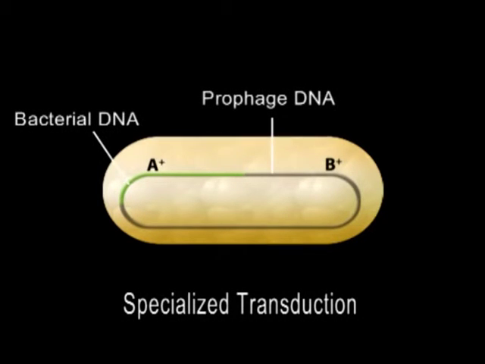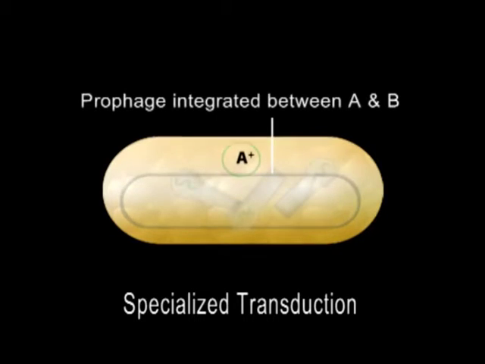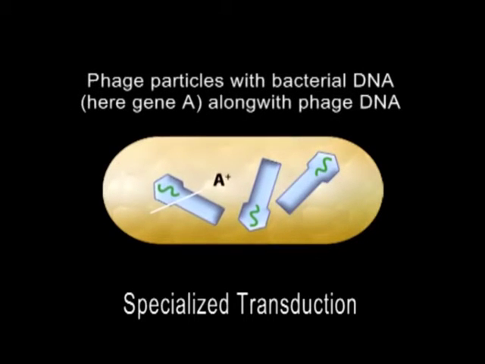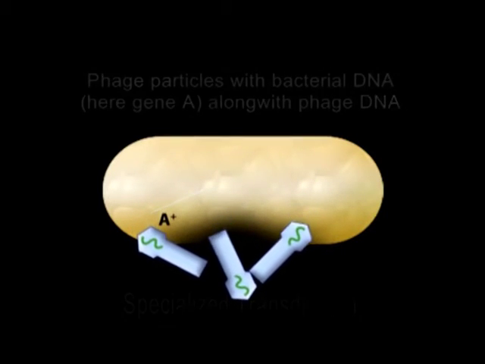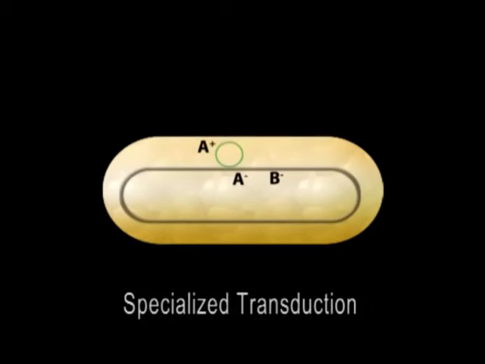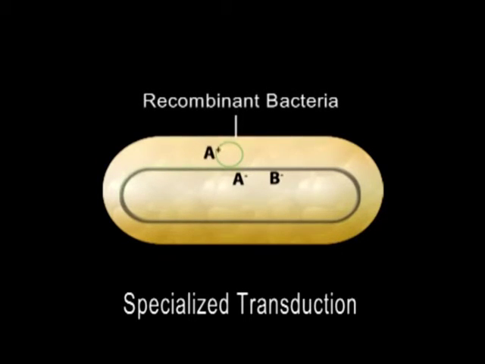In specialized transduction, a recombination event involving the host chromosome and the phage chromosome occurs, producing a phage chromosome containing a segment of bacterial DNA. Specialized transducing particles thus always contain both phage and bacterial DNA. Specialized transduction is so named because a given virus transduces only genetic markers of the host that are located on one small region of the bacterial chromosome.